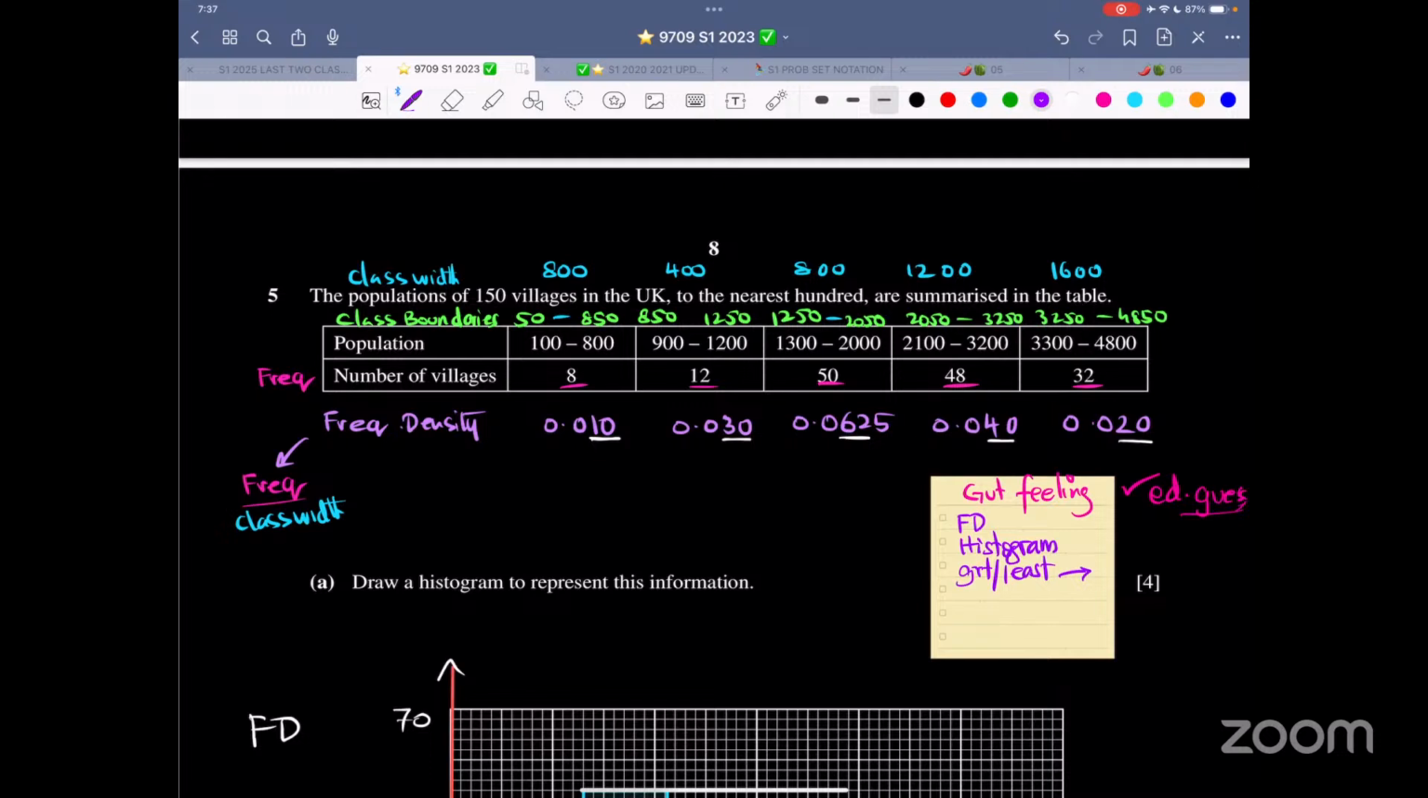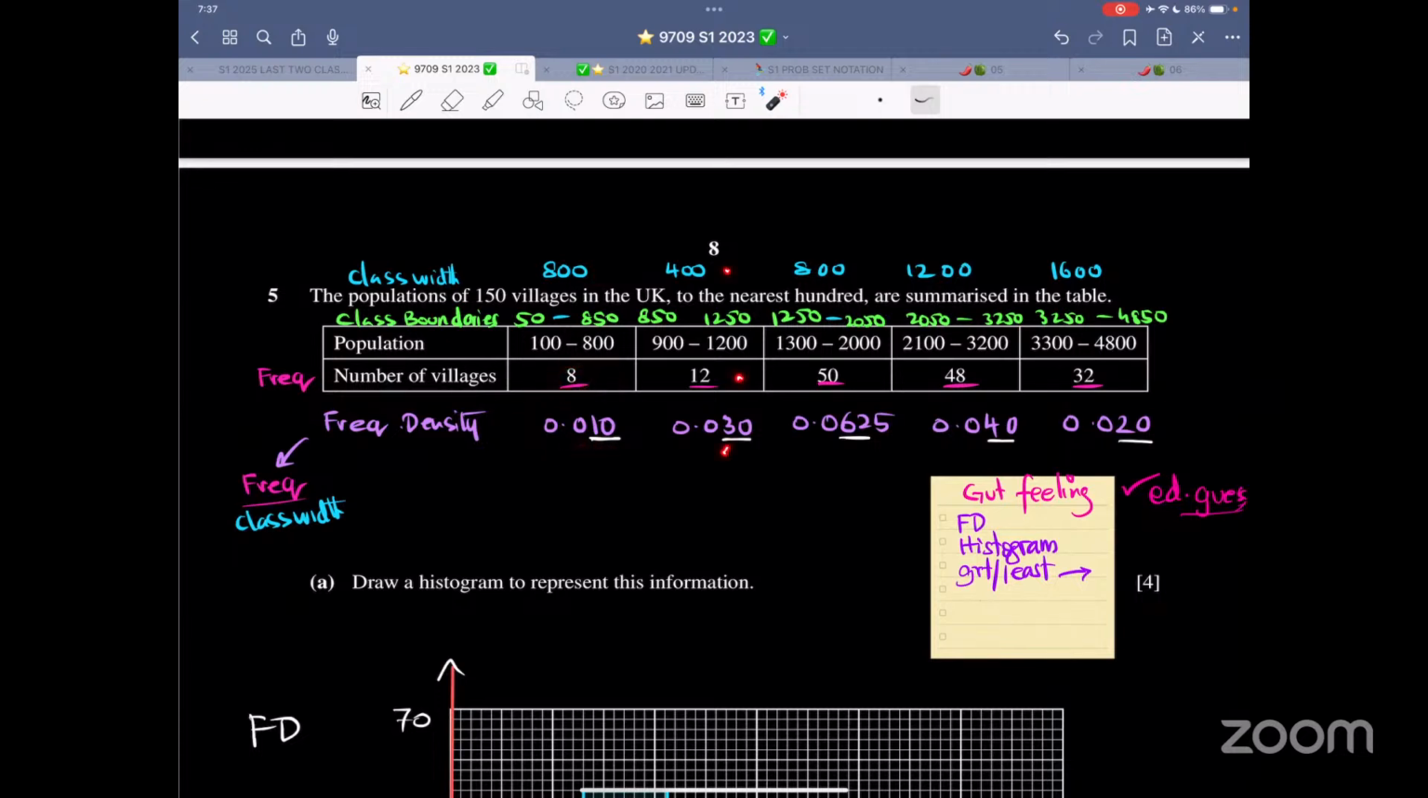Now over here, what do we have? That is class boundaries. We need that. Number of villages, that is the frequency. Now, when the class widths are unequal, so the difference is 800, the difference is 400, and so on, we work with frequency density. What is the definition of frequency density? That is class frequency over class width. So frequency over class width, that is 0.010.